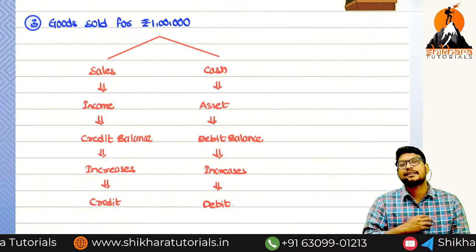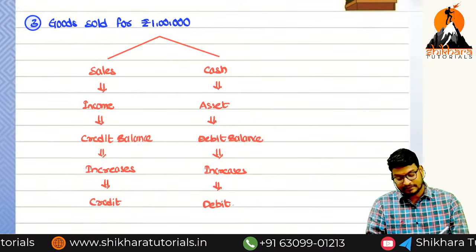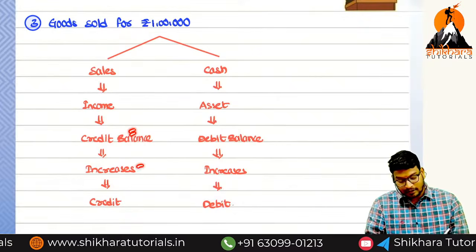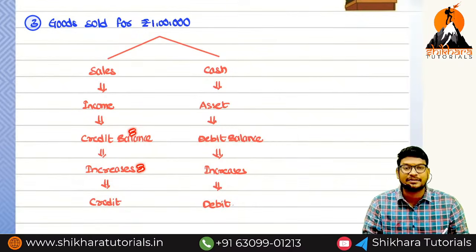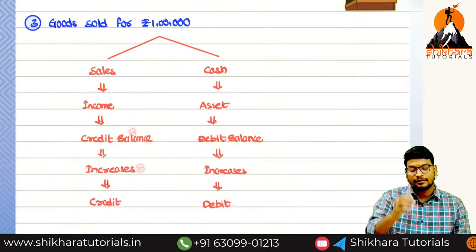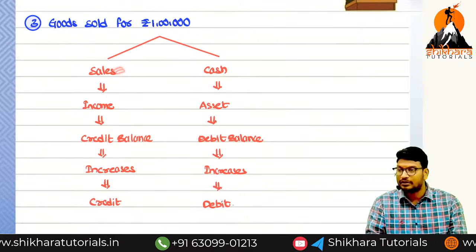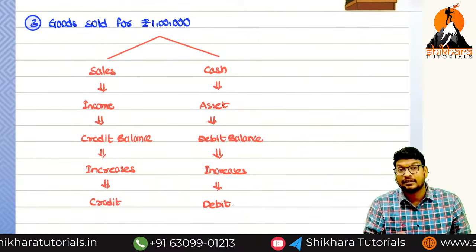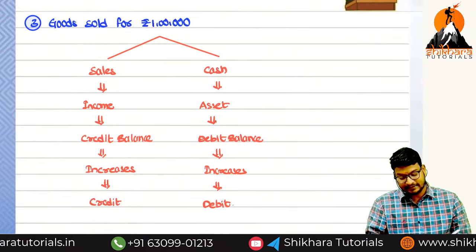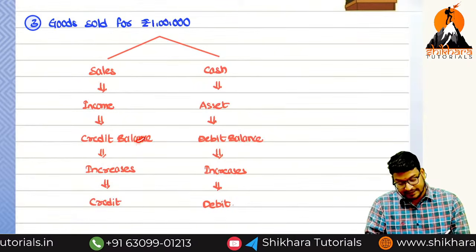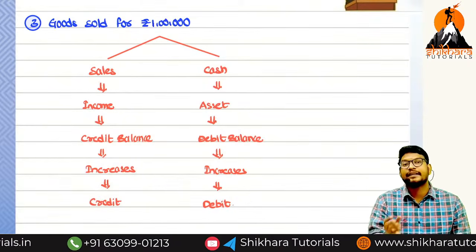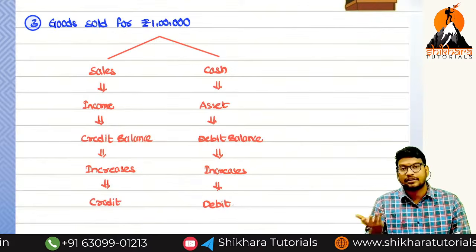And we have to decide whether it increases or decreases. I already told you that incomes always increase, expenses always increase. Why sir? Previously this income was not there. No, only now this income is coming into the picture. That is the reason income increases, and we have to do the credit. Credit balance increases means credit, credit balance decreases means the opposite, debit.